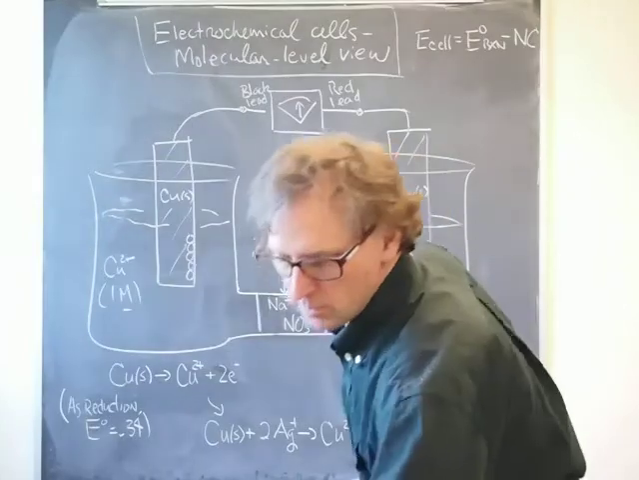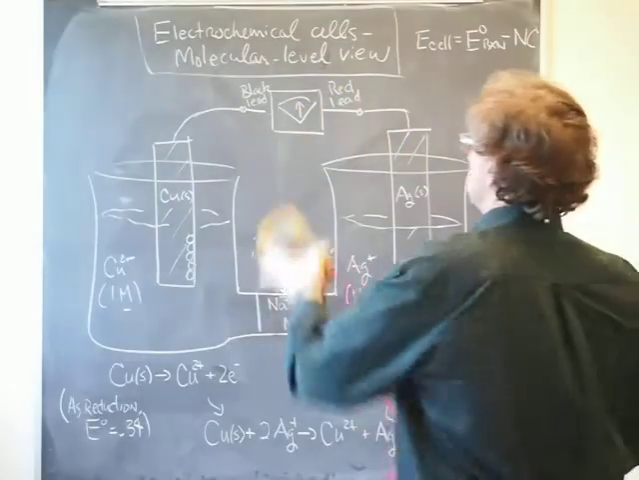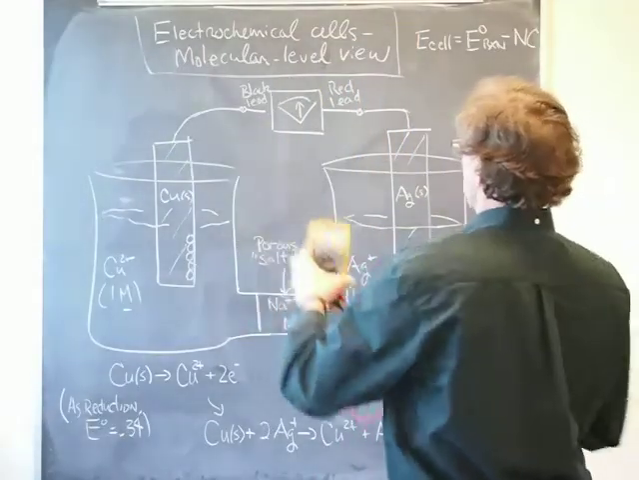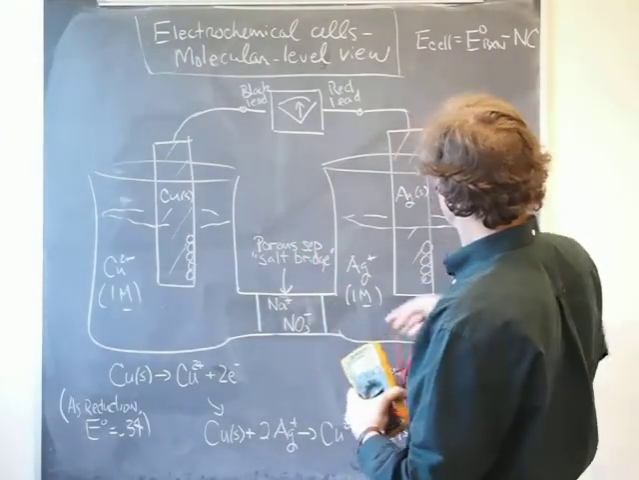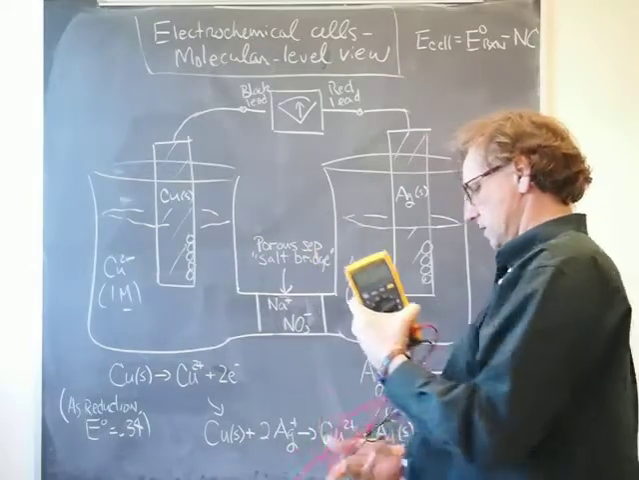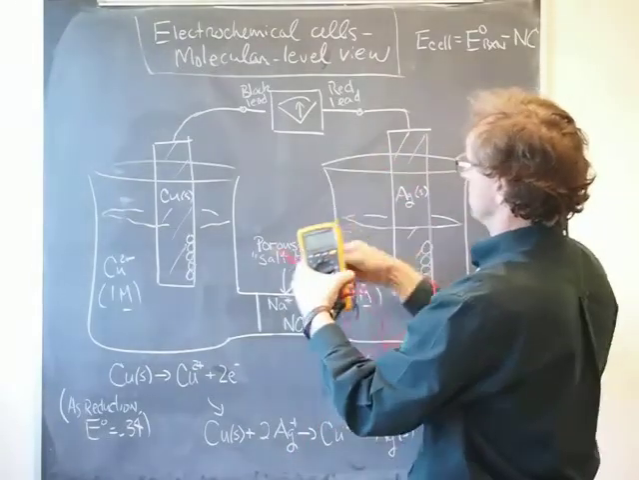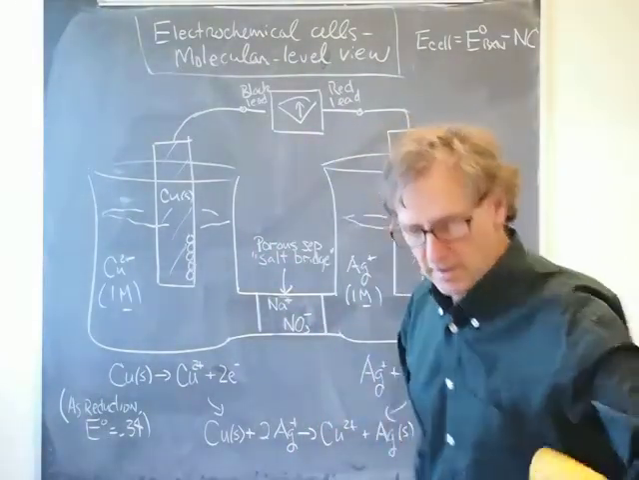And as before, we've got this voltmeter up here, and we're going to connect the red lead to this half cell over here. Okay, and then we'll connect the black lead to that half cell over there.